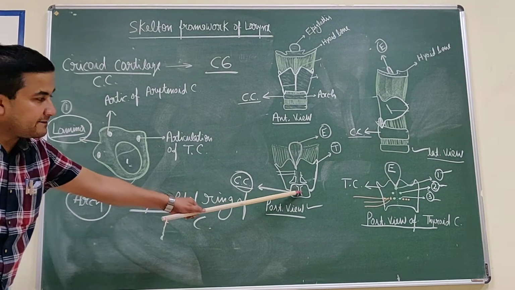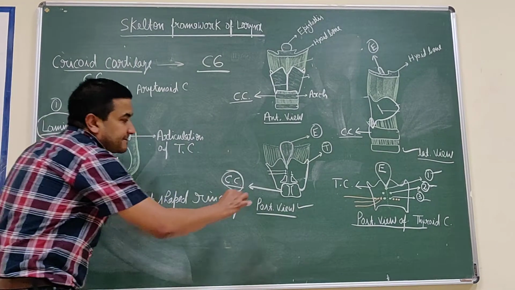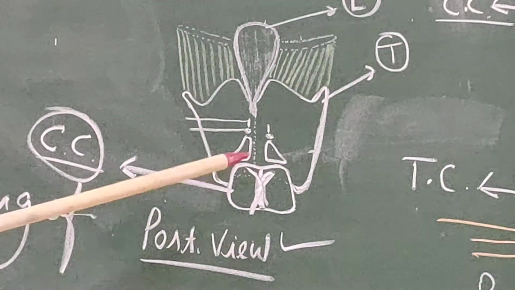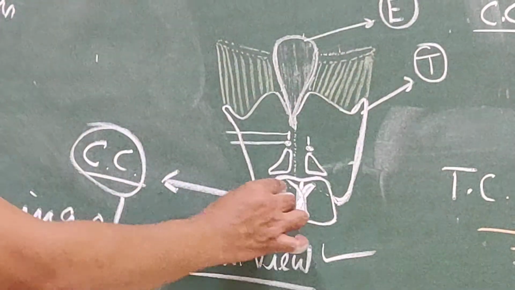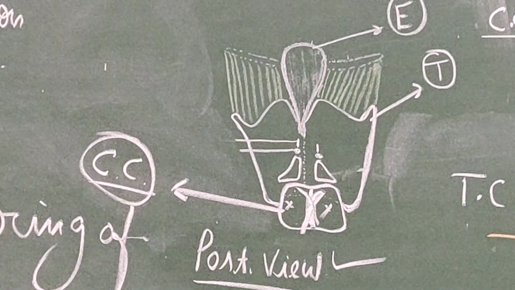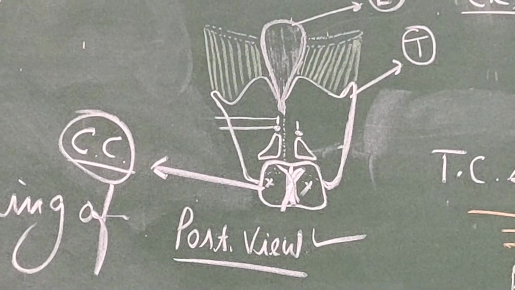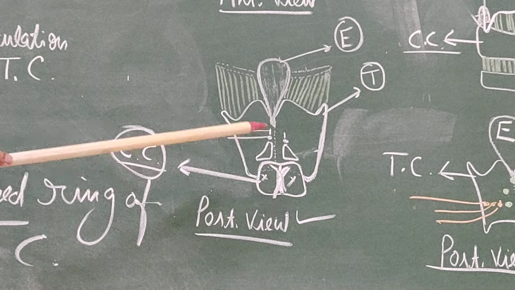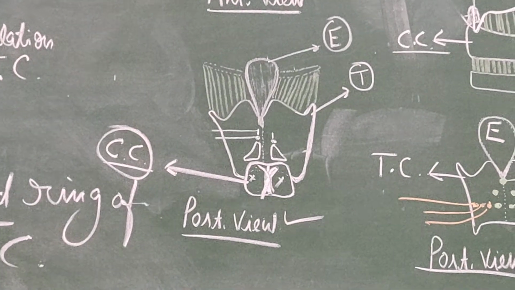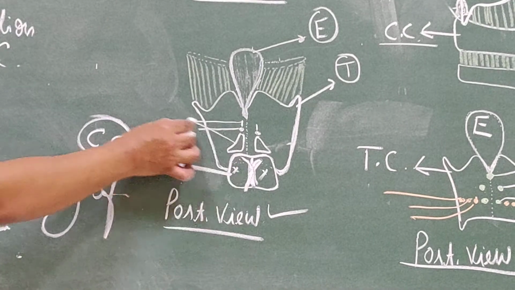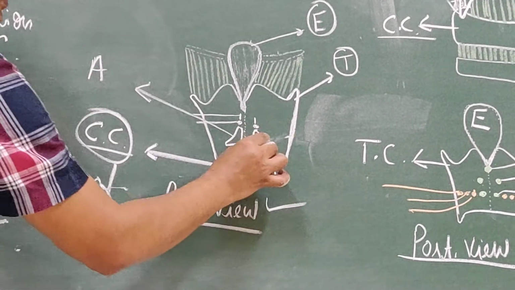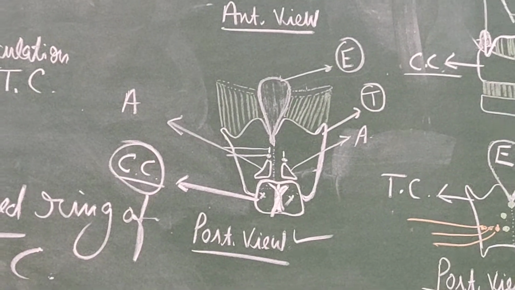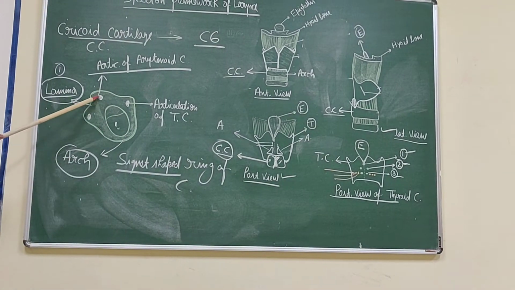Now this is the posterior surface of the lamina, and it is divided into two halves by a median eminence. It has the upper border and the lower border of the lamina. The upper border of the lamina articulates with the arytenoid cartilage. This is the arytenoid cartilage on both sides. It is a paired cartilage. This is the articulating surface of the arytenoid cartilage.